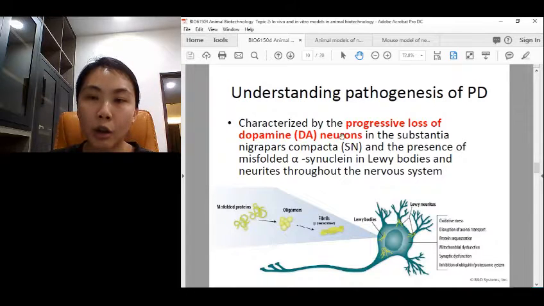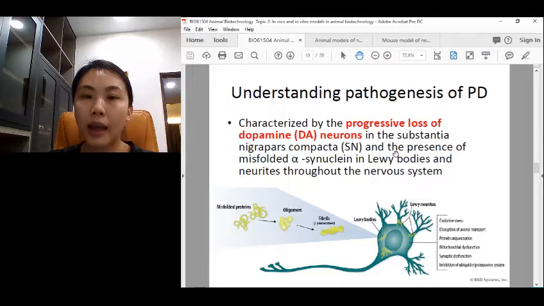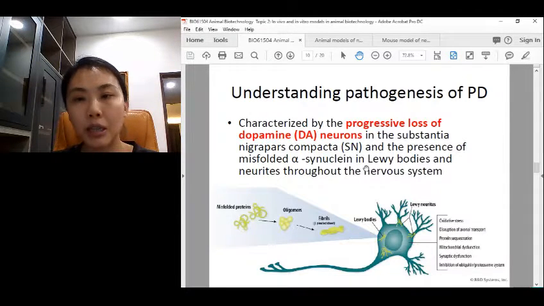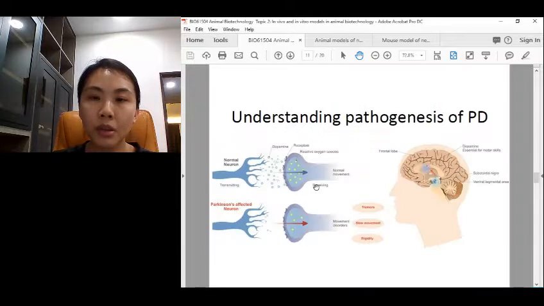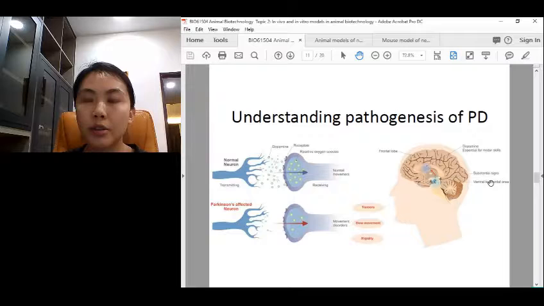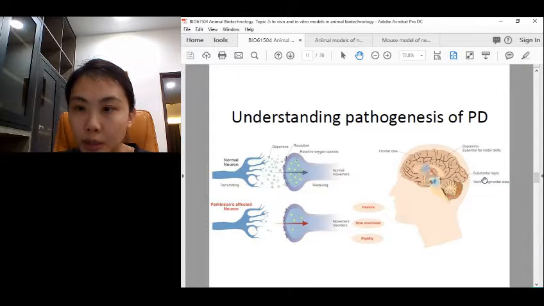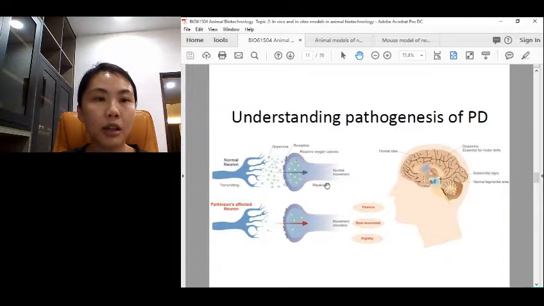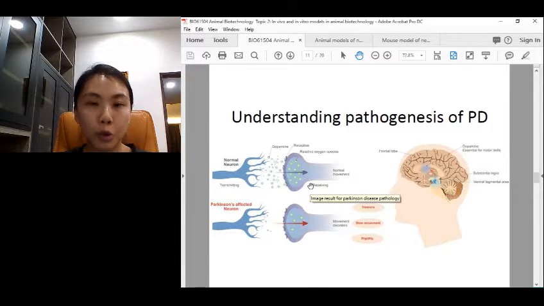So they have the loss of neurons, with the loss of dopamine as well, and they will also have the presence of misfolded alpha-synuclein in Lewy bodies. So as you can see in this diagram here, understanding the pathogenesis of Parkinson's disease, the substantia nigra constitutes the part here, okay, the back part here. And in this area of the brain, they have a loss of dopamine neurons.